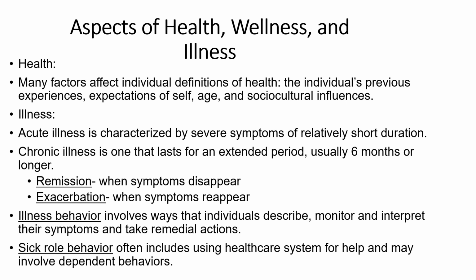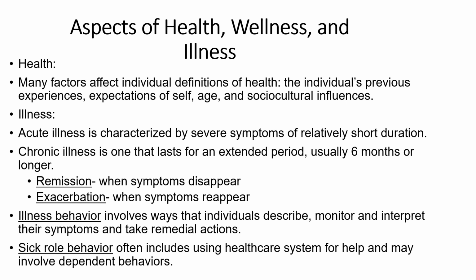So you can definitely see that their life circumstances and the things that are going on in their life might be super different, whereas a patient that might have cancer might have a better outlook on their wellness than someone that has an acute infection. Chronic illness is one that lasts for an extended period of time. That's usually 6 months or longer. Remissions are when your symptoms disappear, and exacerbations are when symptoms reappear.